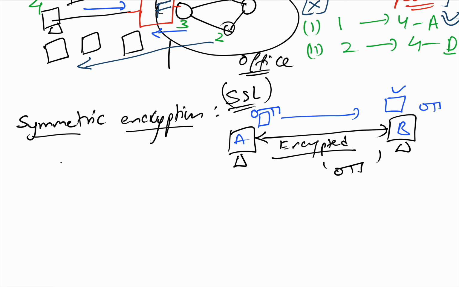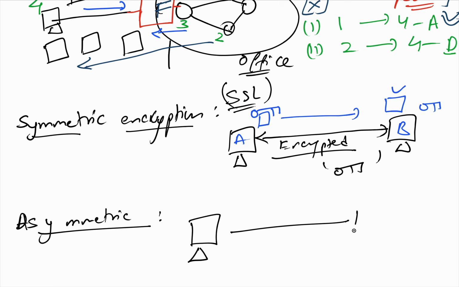Okay, now this is pretty simple. Symmetric encryption uses the same key for encryption and decryption. But when it comes to asymmetric, what exactly happens? We basically use two keys, one for encryption and one for decryption. For a simple example, again, A and B: I have a key here, I use this for encryption, and I have a different key here, I use this for decryption, which gets me the same packet.